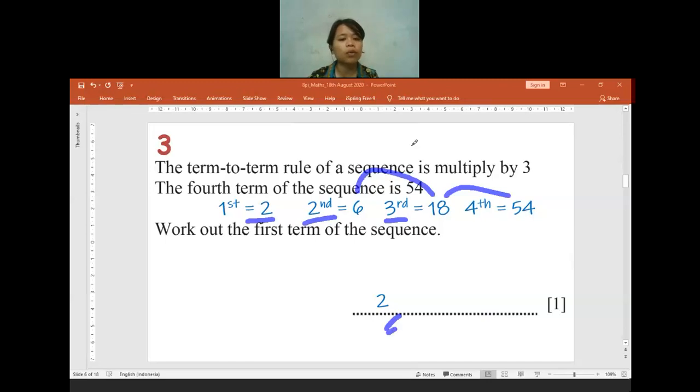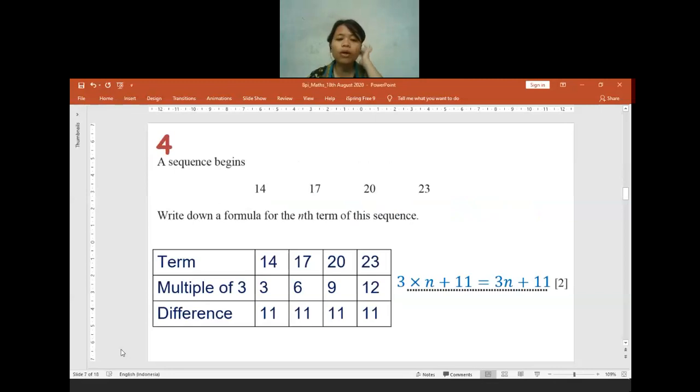Is there anyone having any question, or maybe I talk too fast? Is there anyone who is confused? No? Okay. If no one has any confusion, I will move to question 4. For question 4, we already have the sequence here, and then we need to find the nth term.